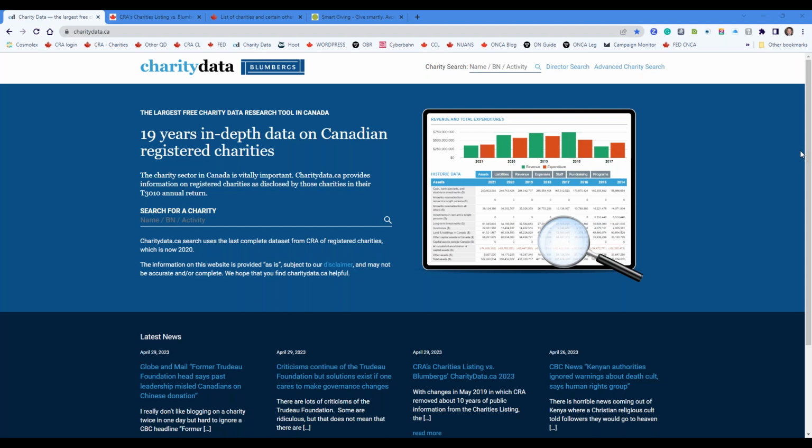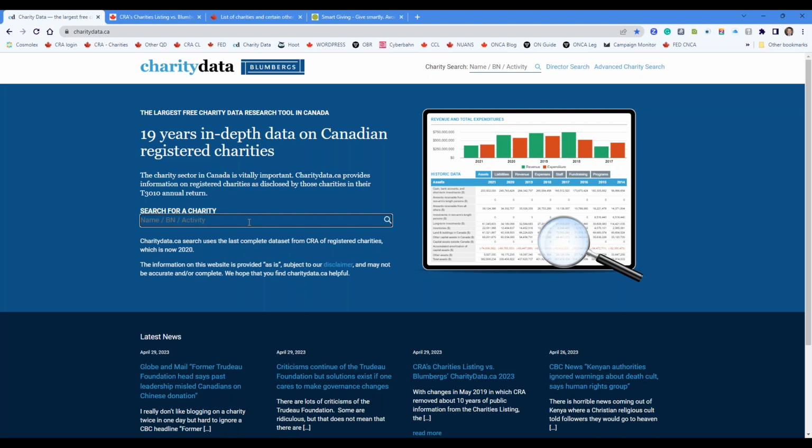Blumbergs has developed a website that provides lots of great information on Canadian charities. It's called CharityData.ca. And essentially, as it says at the top, it has 19 years worth of in-depth data on Canadian registered charities. The first way people typically use this website is they just type in the name of a charity.